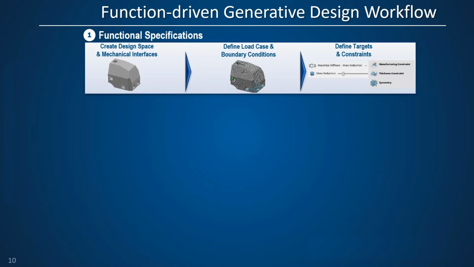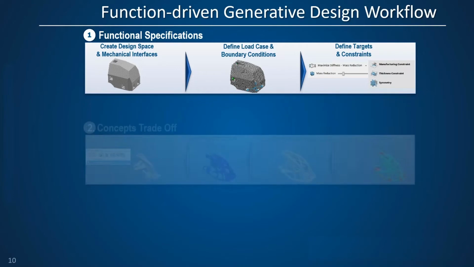From that next, we will define the targets and constraints: what is the maximum stiffness that we need, what is the mass that needs to be reduced on the component, what are the manufacturing constraints that I'm going to apply, what is the thickness, and does the part which is going to be optimized have to follow a particular symmetry.